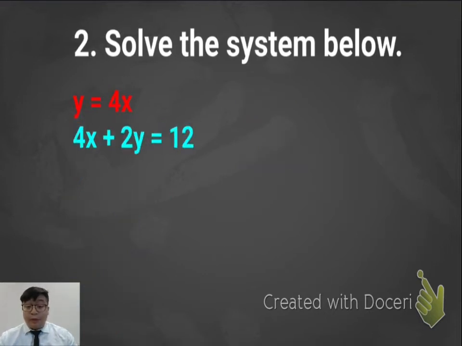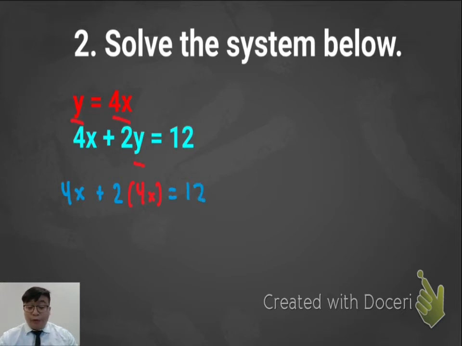All right, let's take a look at our second example. Here I have y equals 4x, and then 4x plus 2y equals 12. Again, how the substitution method works is, if I know that y is equal to 4x, every time I see the letter y in the other equation, I can switch that out with 4x. Now the rest of my equation stays the same. So I still have 4x in front, I still have this plus 2 in front, and on the right side I have equals 12.